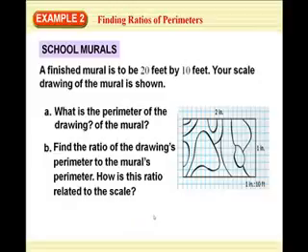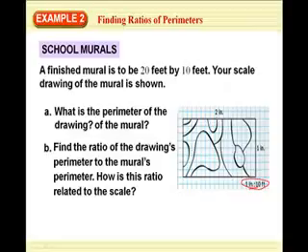So example number 2, a finished mural is to be 20 feet by 10 feet. Your scale drawing of the mural is shown. Okay, so 1 inch equals 10. This is important down here at the bottom of the picture. This is our scale. Every inch equals 10 feet. So the picture is an inch because we can't draw that in our papers, and that 1 inch is 10 feet. 2 inches here would be 20.